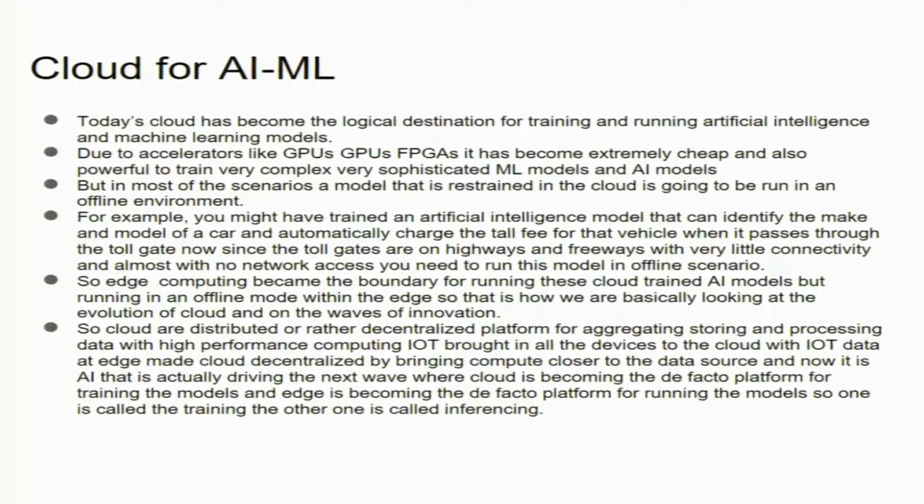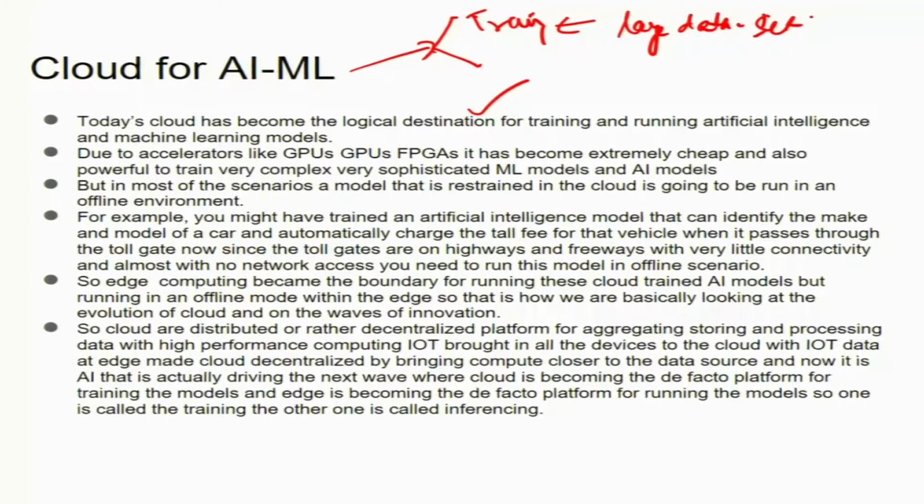Now we will see why the cloud is used for AI, that is artificial intelligence and machine learning. Today's cloud has become the logical destination for artificial intelligence and machine learning. If you see, AI and machine learning have two different phases. One is called training, which requires a huge, large data set for training the artificial intelligence model and machine learning model. The other part is running this model, called inferencing. When new data comes, and the model is trained and given, that is called inferencing. So the AI or machine learning process is divided into two parts: one is training the model, the other is inferencing through the model.